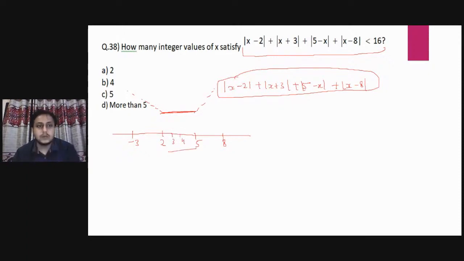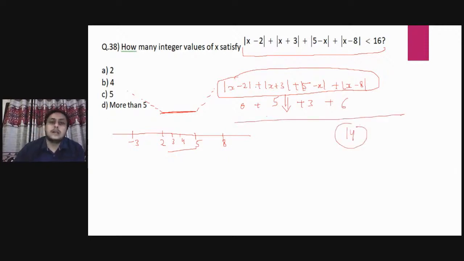And what is the minimum value? Just put any value. Put x equals 2 in this one. When you put x equals 2, this becomes 0. This becomes 2 plus 3, 5. 5 minus 2 is 3. And this is 2 minus 8, which is minus 6, and the modulus of minus 6 is 6. 6 plus 3 is 9, plus 5 is 14. So the minimum value of this expression, modulus of x minus 2 plus modulus of x plus 3 plus modulus of 5 minus x plus modulus of x minus 8, is 14.